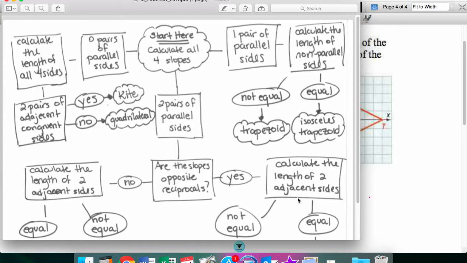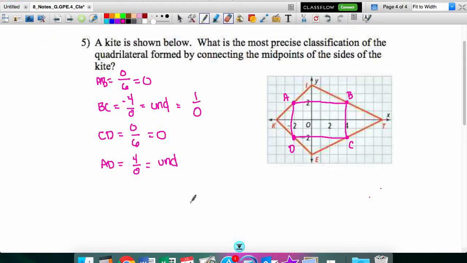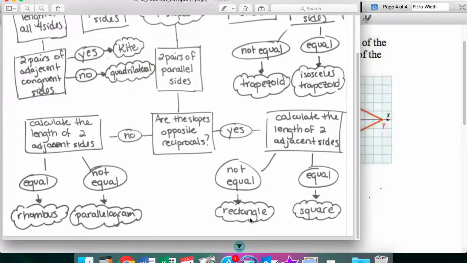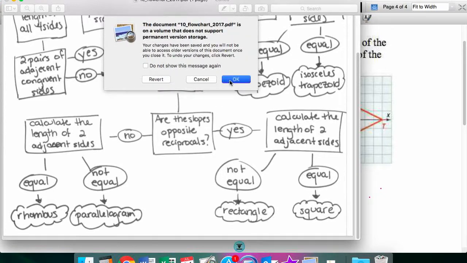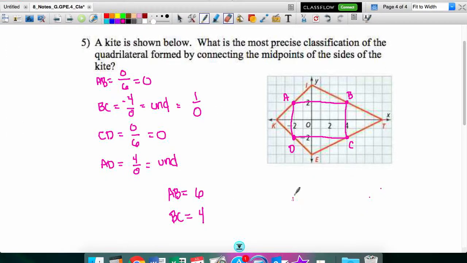Next thing we'll calculate is the length of two adjacent sides. One side is AB. Since it's a horizontal line, I can just count the number of blocks and find that the length is 6. An adjacent side would either be BC or AD. If I calculate BC, it's vertical, so I can count the blocks and just get 4. Looking at these two sides, I notice that they are not equal. So according to my flowchart, when they're not equal, this tells me this figure is a rectangle. And that's the name of this figure.